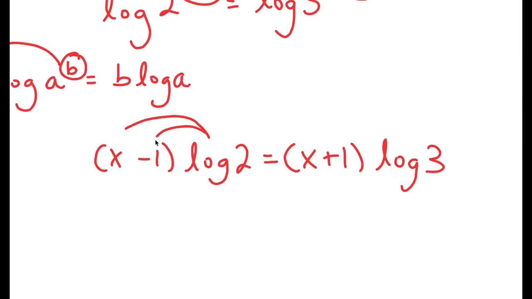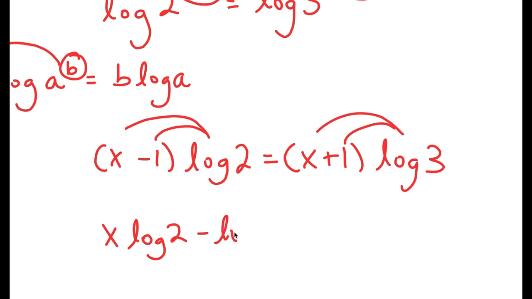Now from here, I'm going to distribute log 2 on my left-hand side and distribute log 3 on my right-hand side. So log 2 times x is x log 2, and negative 1 times log 2 is negative log 2. Now x times log 3 is x log 3, and 1 times log 3 is just log 3.